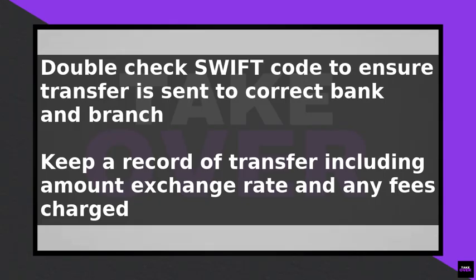In summary, using your HSBC SWIFT code for international transfers is a straightforward process. By finding your SWIFT code, providing the required information, and double-checking the details, you can send and receive international transfers quickly and securely.